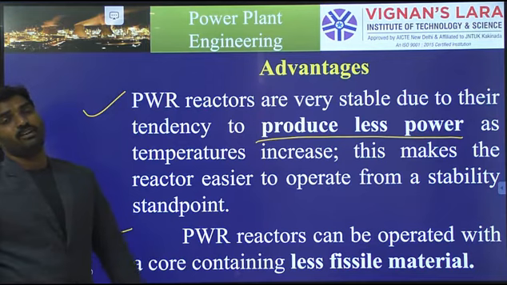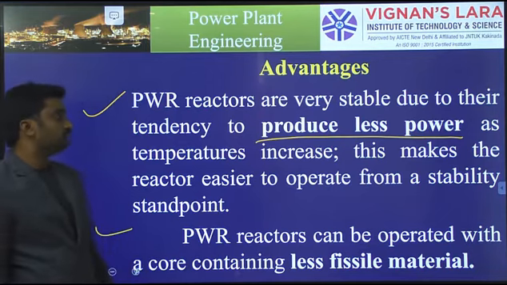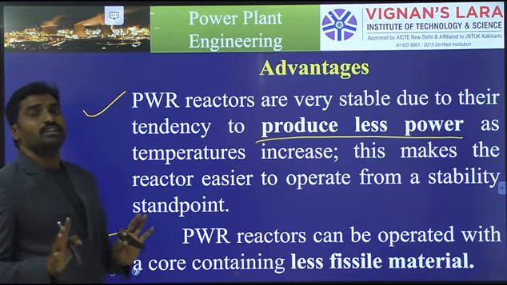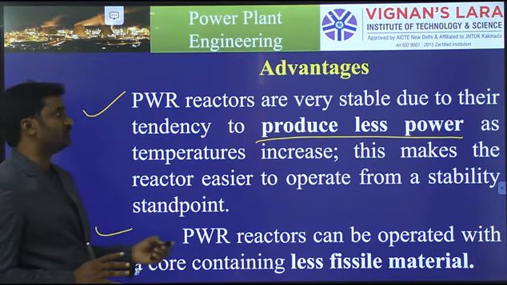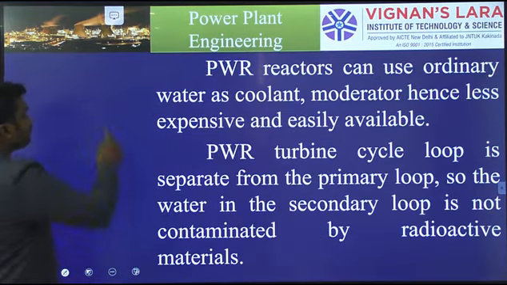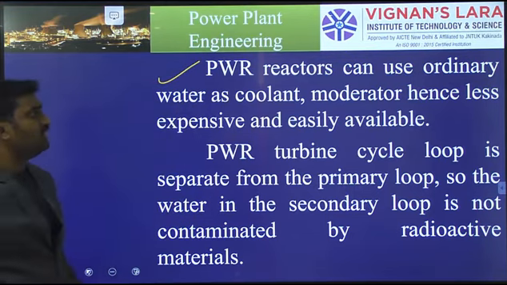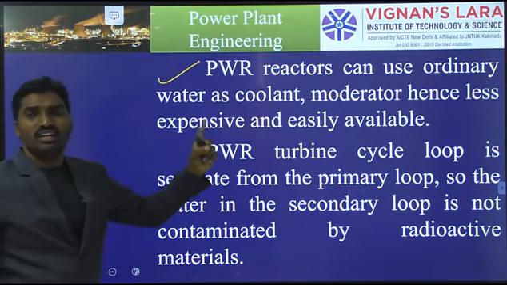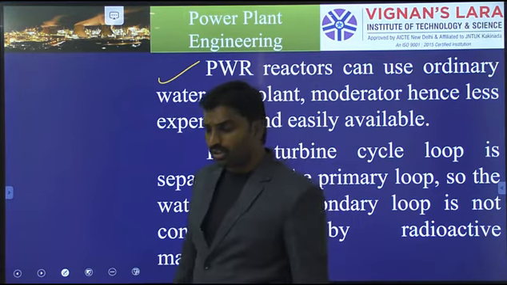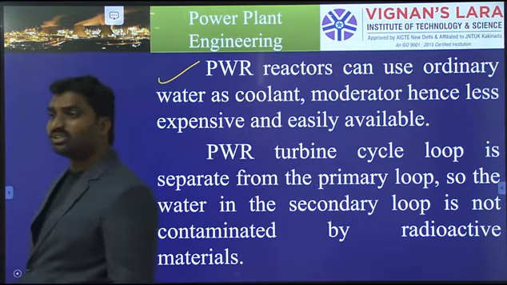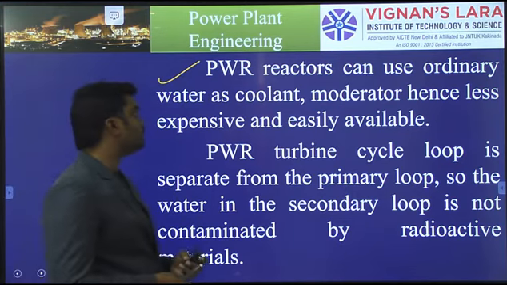These types of reactors are very important for our final examinations. So please go through it and draw the diagrams very properly. That gives a clear idea of how it operates and what the advantages are. And there are some more advantages. A PWR reactor can use ordinary water as coolant and moderator, hence it is less expensive and easily available. So we are using natural water, which automatically reduces the expenses of nuclear reactor establishment and continuous processes.